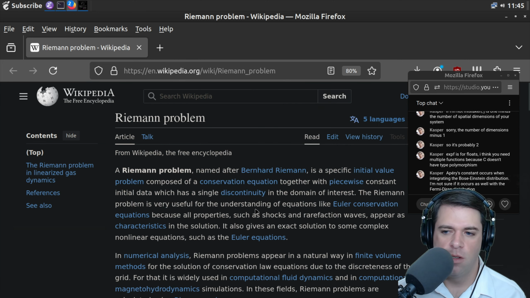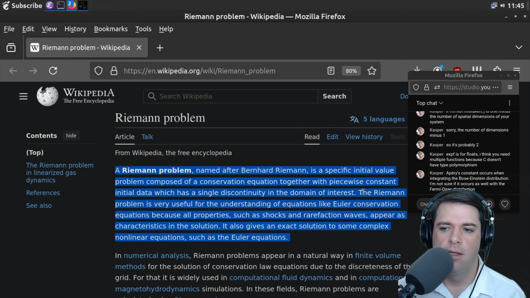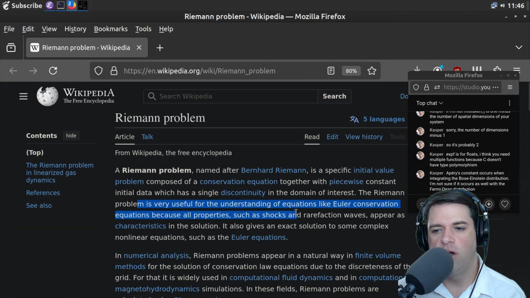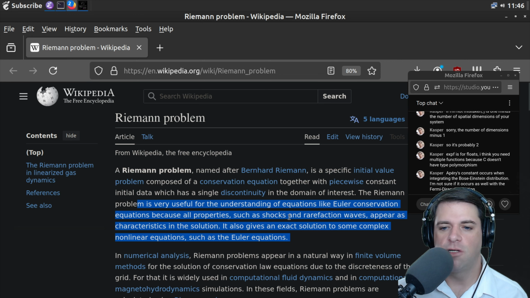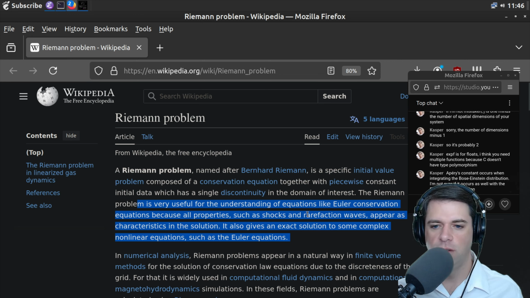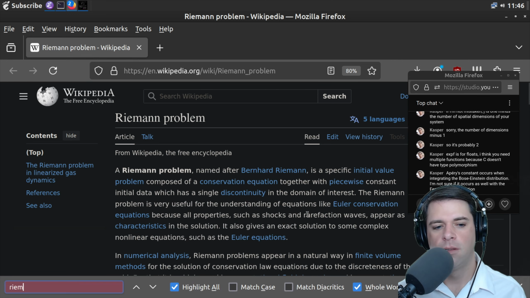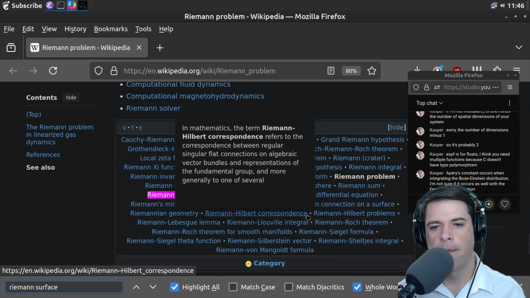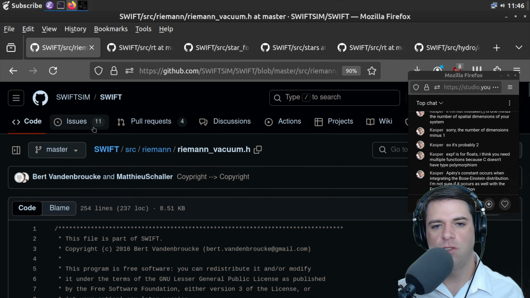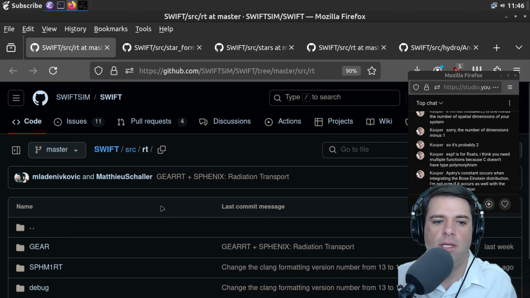I think that's unusual among like classic PDEs or differential equations. The Riemann problem is very useful for understanding equations like the Euler conservation equations, because all properties such as shocks and rarefaction waves appear as characteristics in the solution. And it doesn't appear to be related to Riemann surfaces in any way. Okay, so this is like a differential equation solver. I didn't see the equation, so I'm not sure if there are partial derivatives or not, but it's a thing.